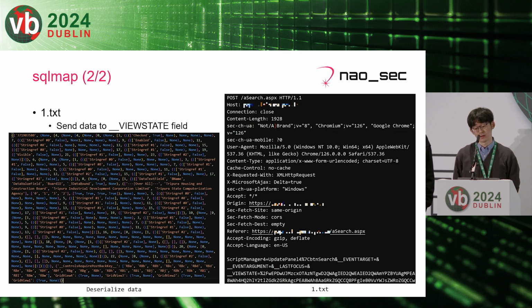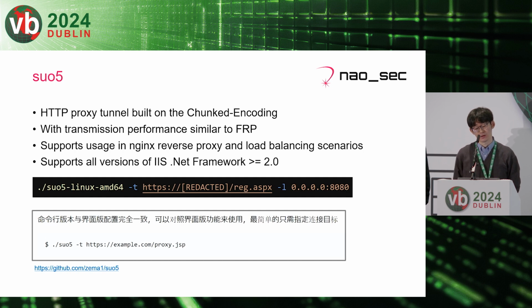The second way was for remote code execution. They used SQLmap to obtain an OS shell on multiple hosts. Suo5 is a high-performance proxy tunnel tool. It supports reverse proxies for Nginx and IIS servers with the .NET framework. The attacker used Suo5 to create proxy tunnels to victim hosts.